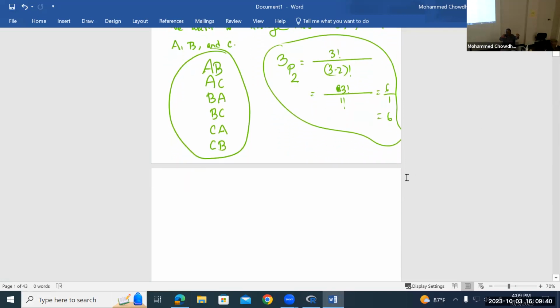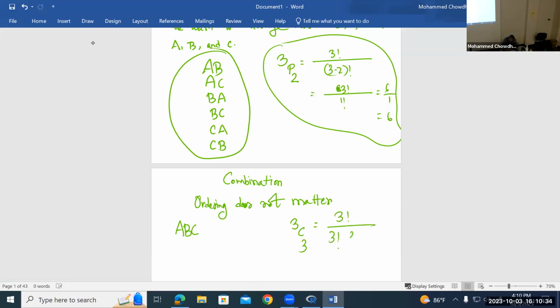You understand a small scale problem of permutations. Now, the same problem we want to do by using combination, where ordering does not matter. Clear, right? Ordering does not matter. So we have three letters A, B, C. As ordering does not matter, what is the formula? 3 combination of 3 could be written as factorial 3 over factorial 3 times factorial of 3 minus 3.